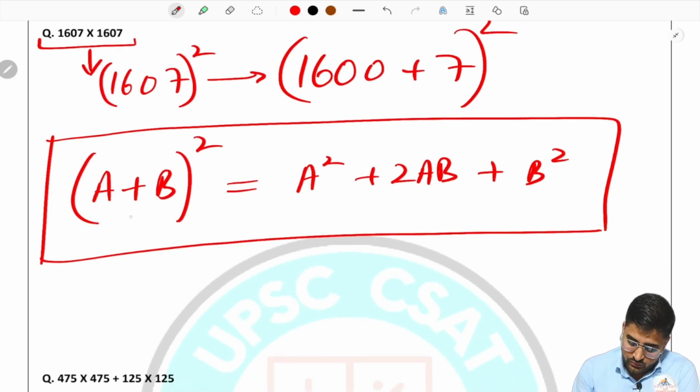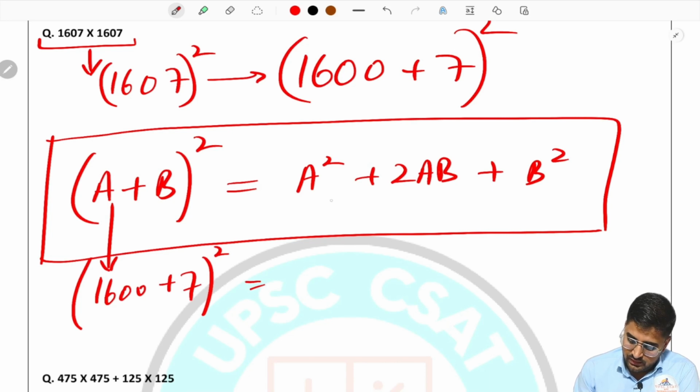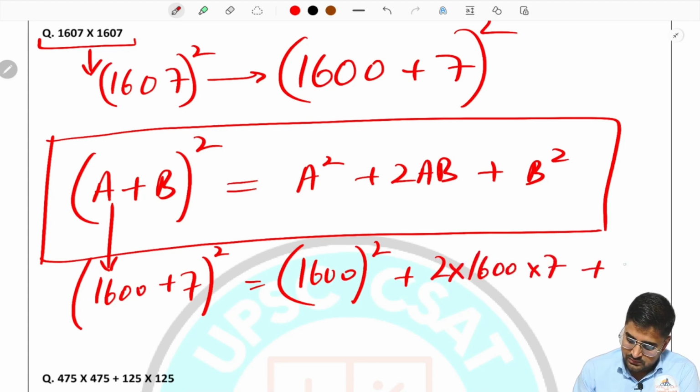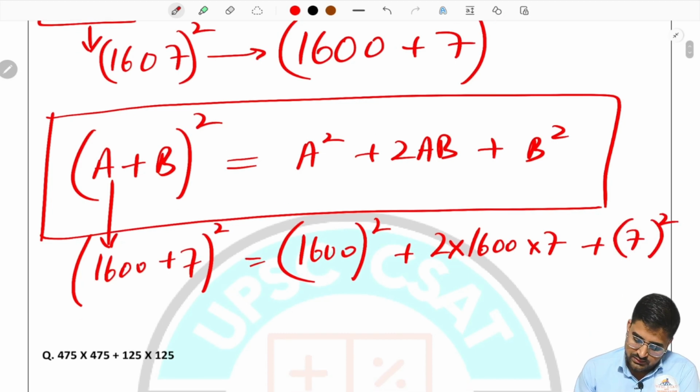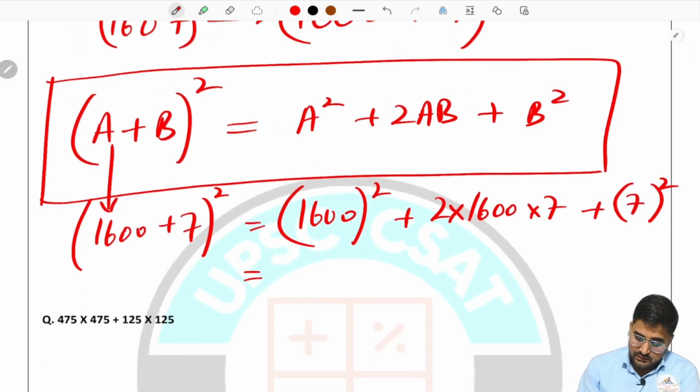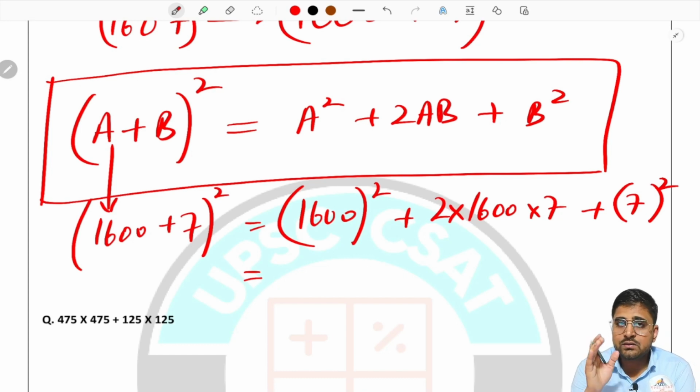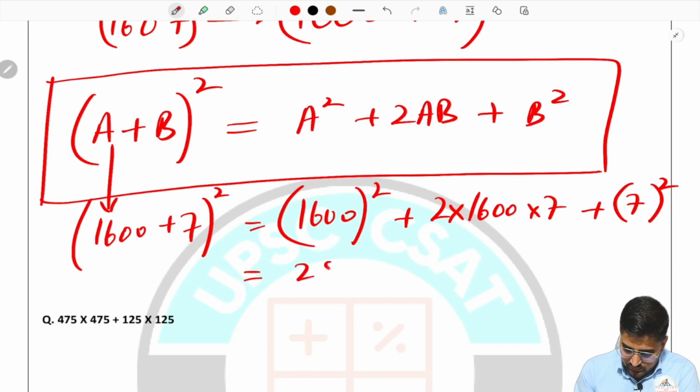So here, what is a? A is 1600. What is b? It's 7. And what is a square? It's 1600 square. 2 into 1600 into 7 plus what is b square? 7 square. Okay ji. Now, what is 16 square? Try to learn the squares from 1 to 25. 16 square is 256. There are two more zeros because it's square na. Okay ji.